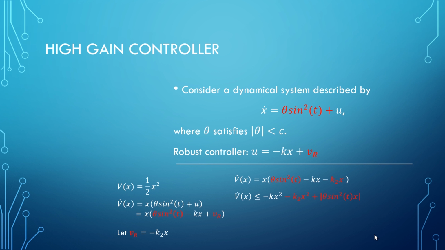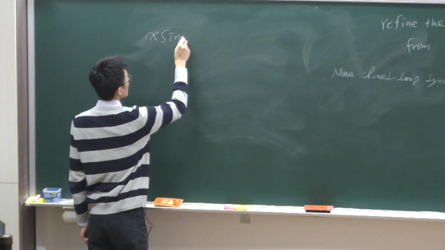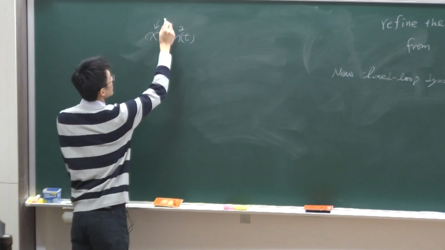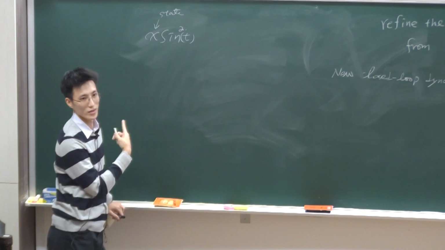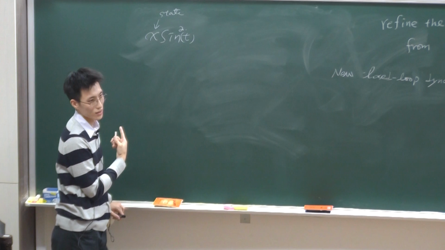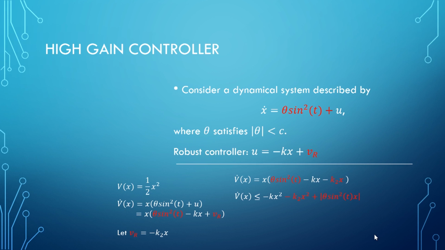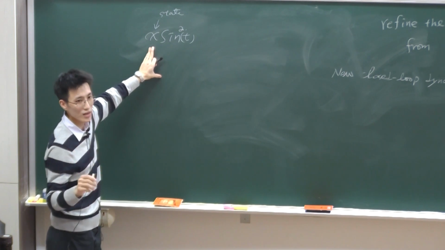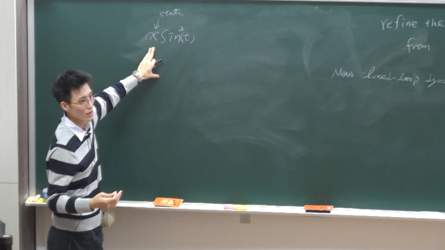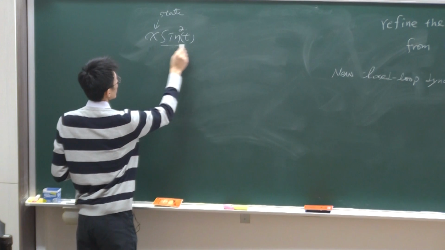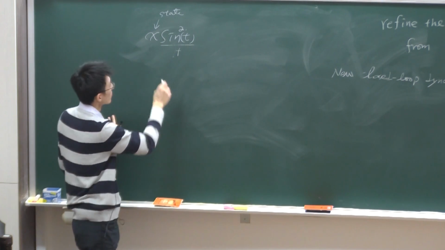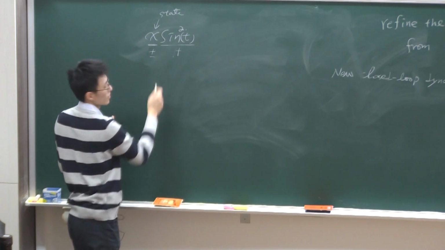Why do I need to upper bound this? Think about this. This is the state, right? Do you know the value of the state? We don't know. We don't know the trajectory. Given this, we don't know the solution of x. So we cannot guarantee what x will be. And whether x is always positive or always negative, it's hard to say. But here it is always positive. But here it could be positive or negative.